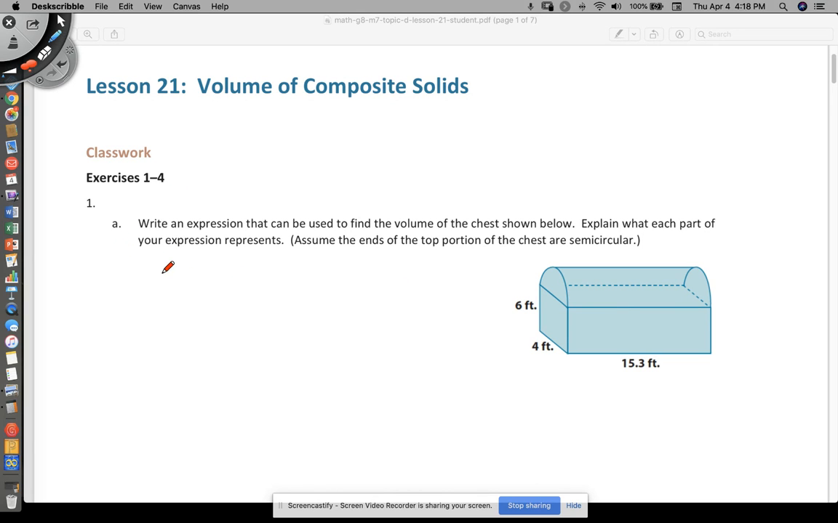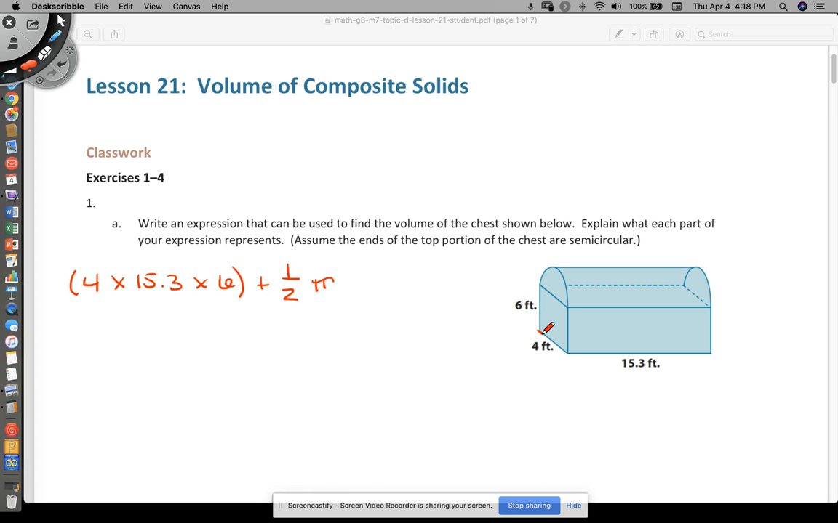Now, the first thing we want to do is go ahead and find the volume of this bottom here. So we're going to say 4 times 15.3 times 6. And then we're going to add it to this top. So we know we're going to add to the top. Now, since this is a semicircle, we're going to say half of the pi times the radius.